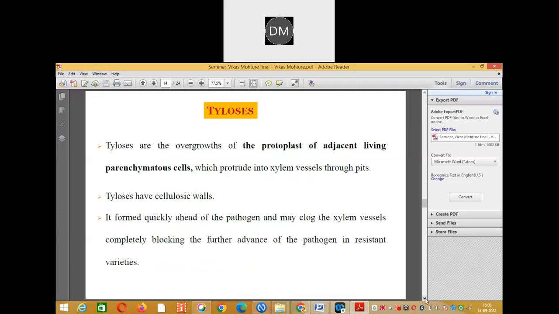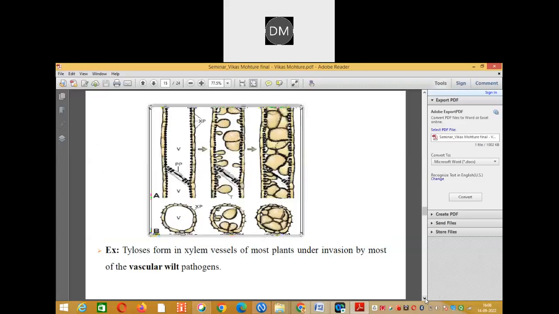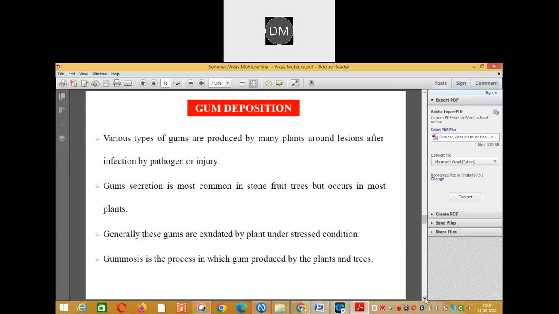Again, there is a formation of the tyloses. Tyloses are outgrowths of the protoplast of the adjacent living parenchymatous cell, which protrude into the xylem vessel through the pits. See here in the diagram, you can easily observe that there is a formation of a tight layer of tyloses, which prevents the entry of the pathogen.